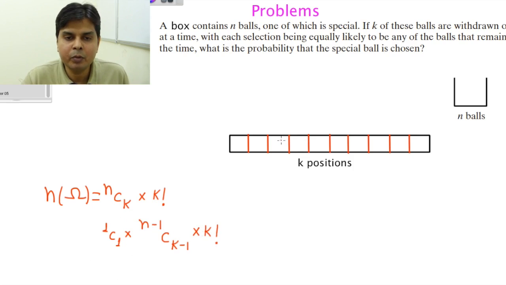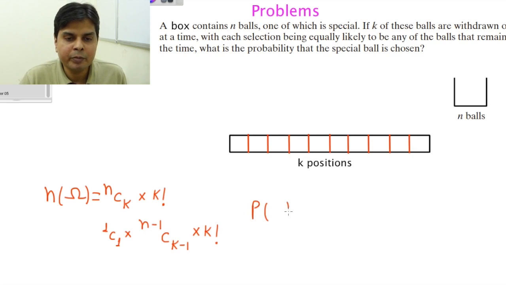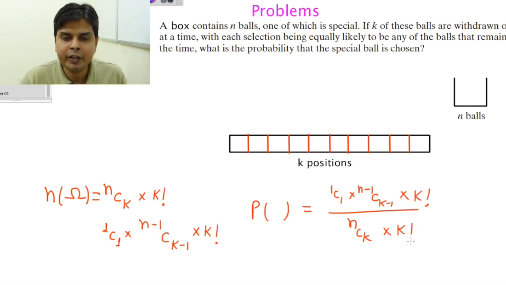Why? Because although this ball is special, if you rearrange them, you will get k factorial, because you have k balls in k positions. So what will be the probability of this event? It will be 1C1 into n minus 1 C k minus 1 into k factorial, over nCk into k factorial. So basically k factorial in numerator and denominator will cancel out each other.